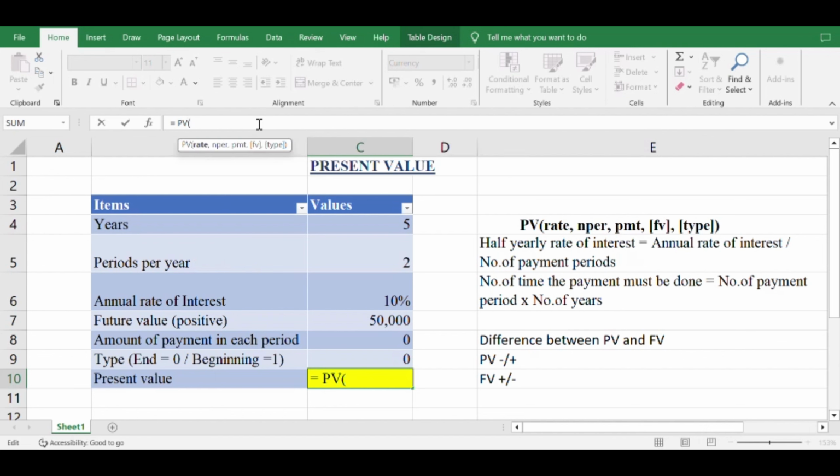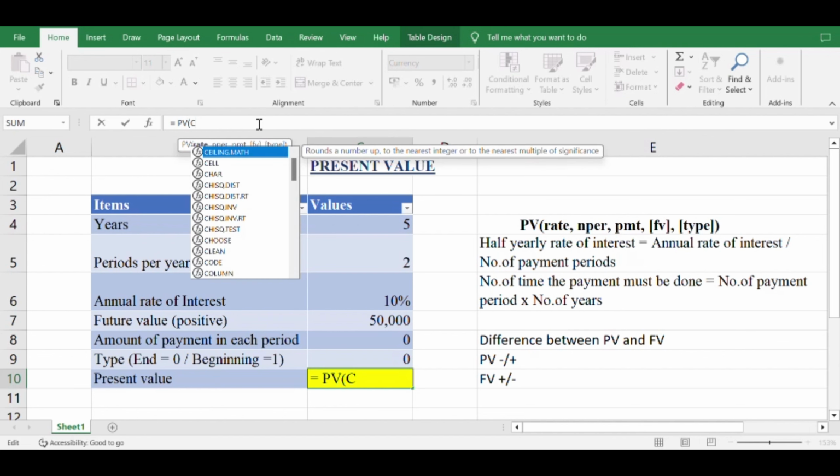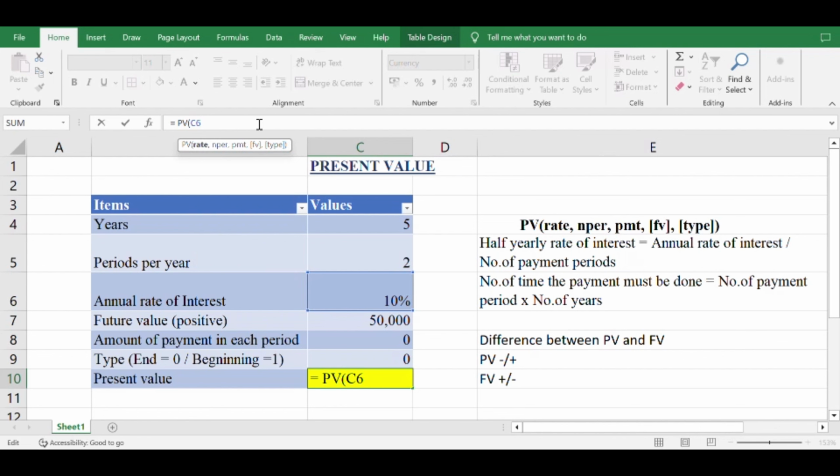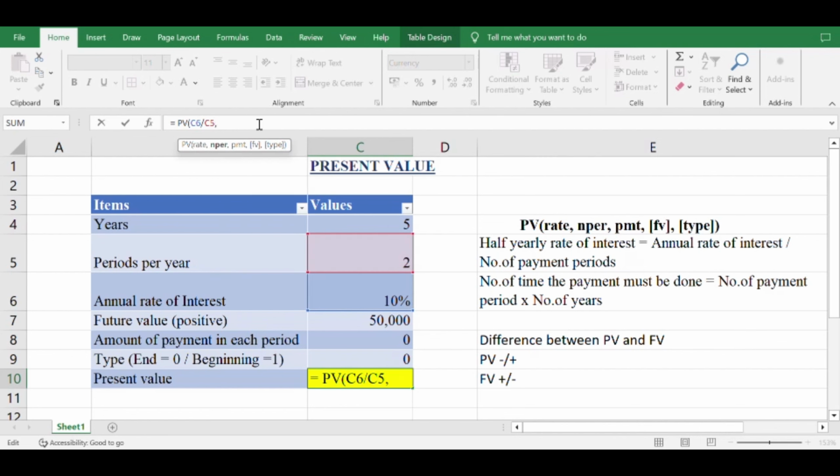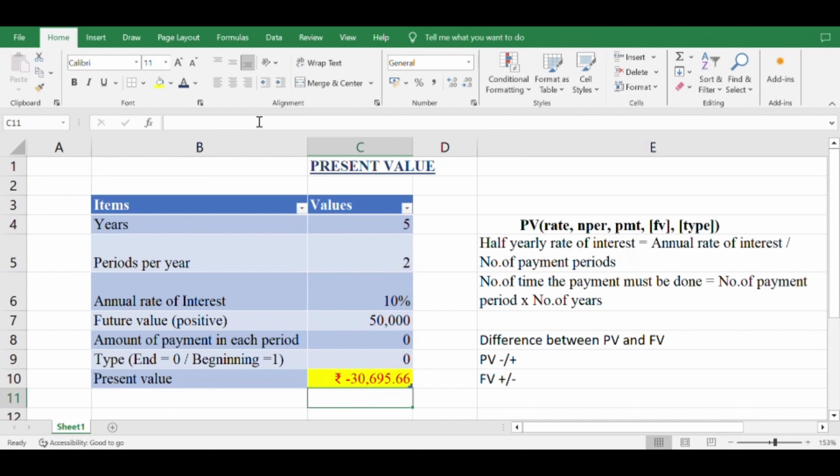So, to calculate the present value, you start off with your is equal to sign, PV, the rate, which is basically cell C6 divided by cell C5, then the number of payment periods, which is cell C5 into cell C4, then your payment in cell C8, then your future value, and then cell C9, the type. All of the values separated by a comma and then closed with a closing bracket.